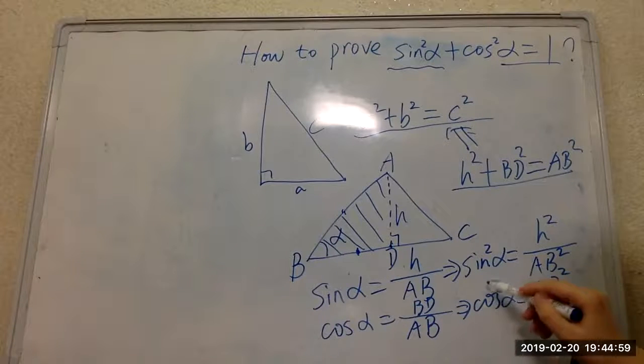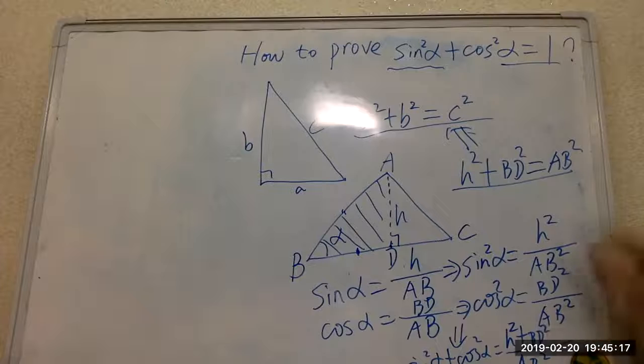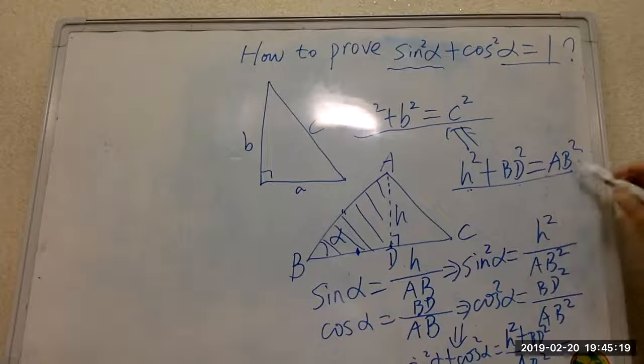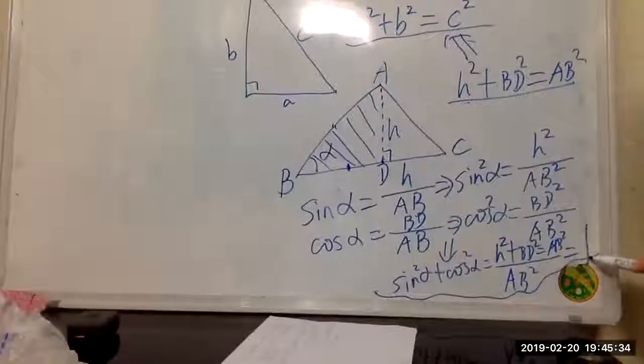So now we can have this rule: sine alpha squared plus cosine alpha squared equals H squared plus BD squared over AB squared. As we know, H squared plus BD squared equals AB squared, so it equals AB squared over AB squared, and then it equals 1, and then it is done. So sine alpha squared plus cosine alpha squared equals 1, right? So it is done.